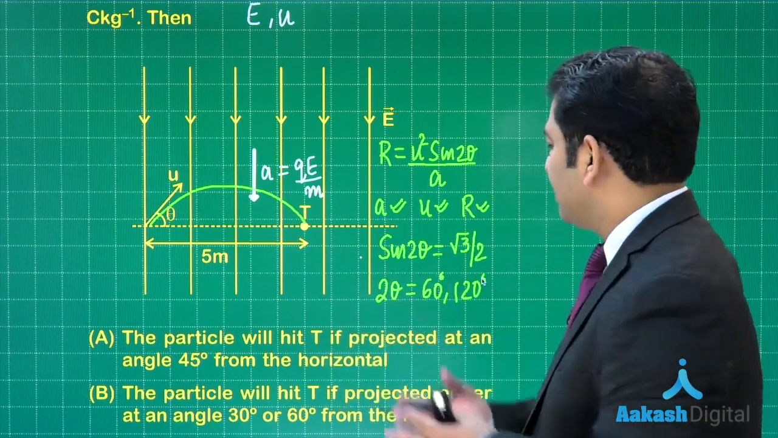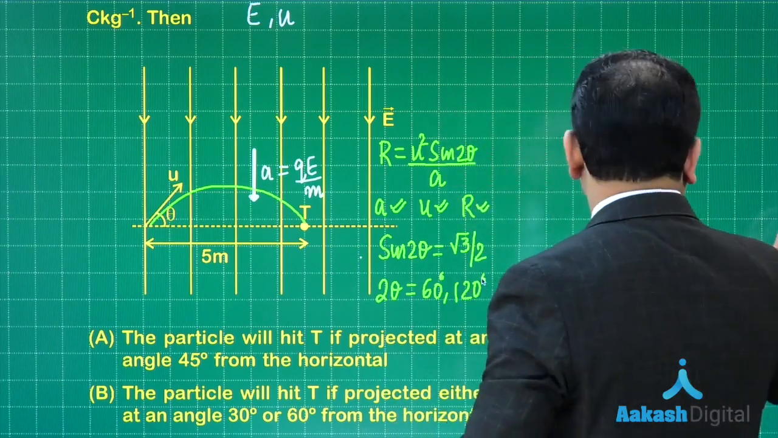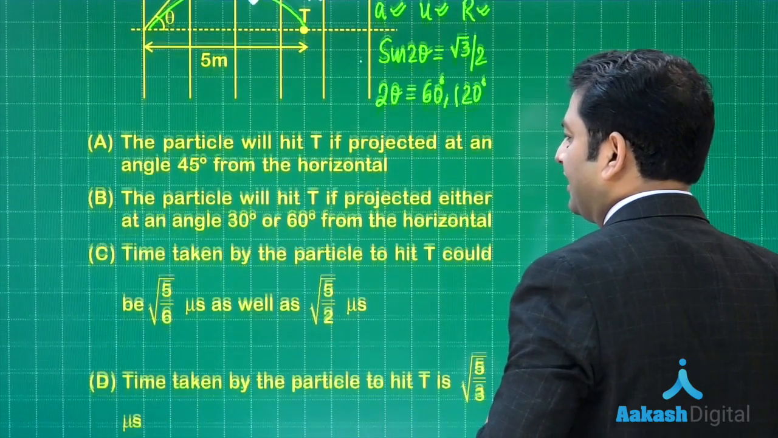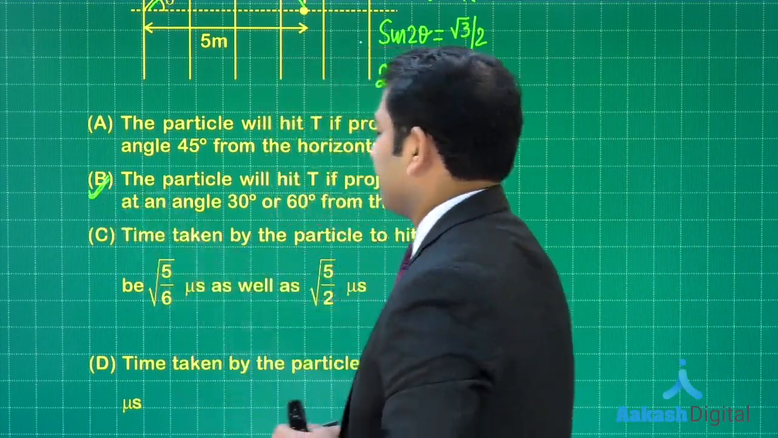We need to take both the options. And what will be the value of theta? The value of theta now will be 30 degree and 60 degree. Let's see if we have. Yes. So option number B, that is the correct one.